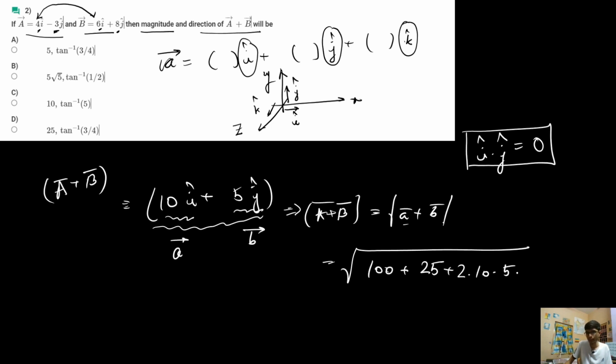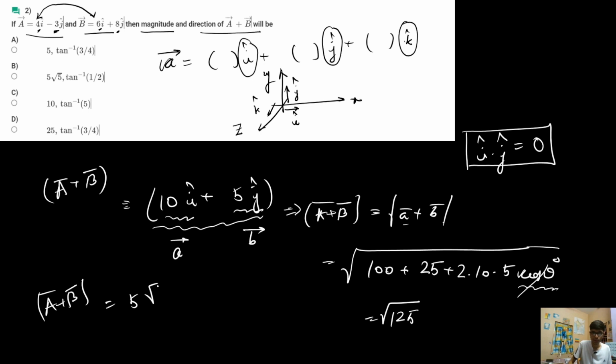If I eliminate this cos theta, so what will I say? Now the two vectors are mutually perpendicular, so this cos theta is cos of 90, that comes out to 0. So if I calculate this expression, this is root of 125. From here I get the magnitude of a plus b vector is equal to 5 root 5.